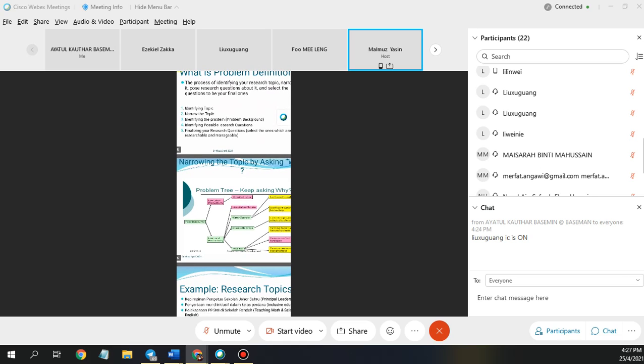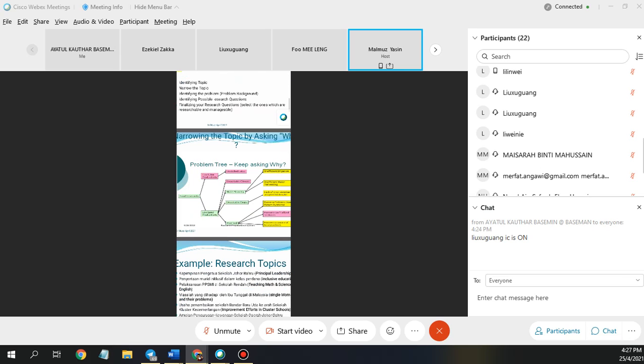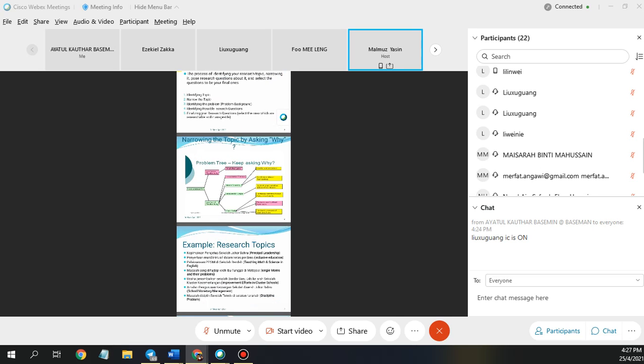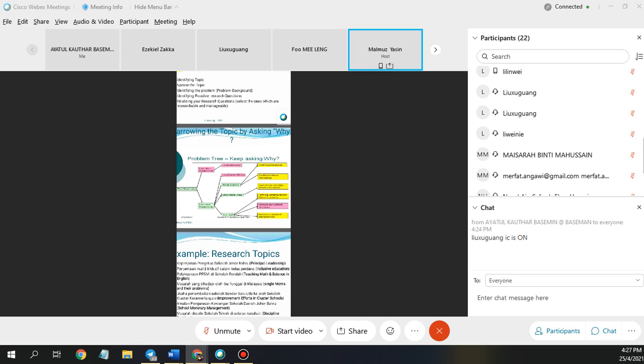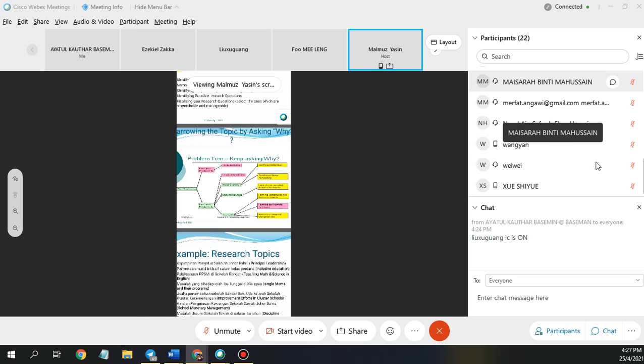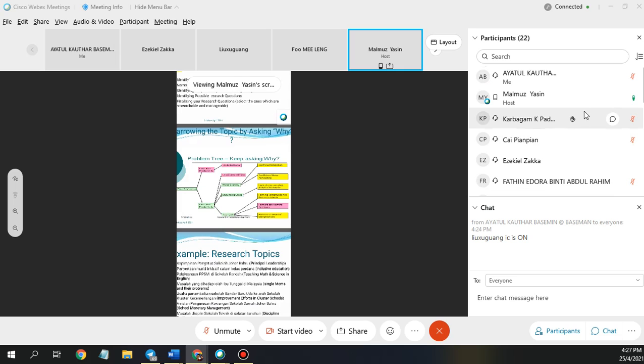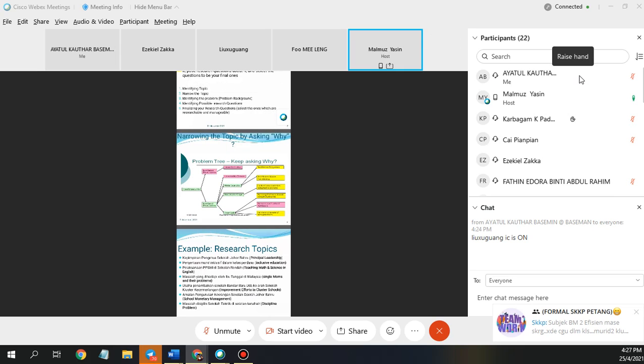Then you meet your supervisor and let the supervisor know about the research questions and whether or not she or he agrees to the proposed questions, and then you'll be fine. But the one that I'm trying to put on the slide now is from another discipline, but it's a good example of how we can narrow the topic by asking why.